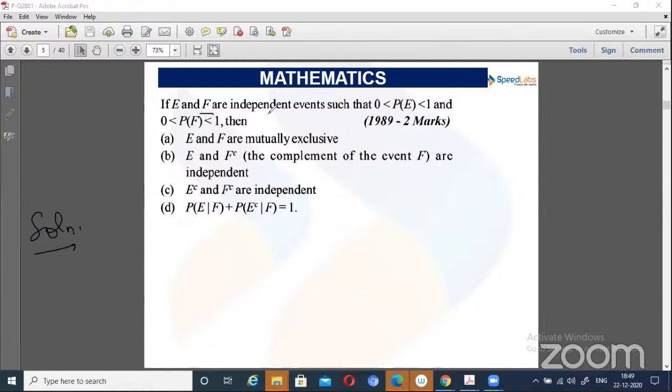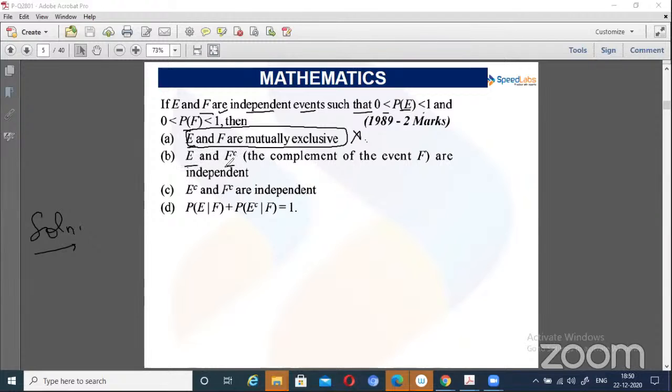If E and F are independent events such that P(E) is between 0 and 1 and P(F) is between 0 and 1, then tell me, you have to read the simple theory and tell me, which of these is correct? Are E and F mutually exclusive? Now both are independent events, so they cannot be mutually exclusive. Mutually exclusive can be the results of a single event. This is wrong. Understood?